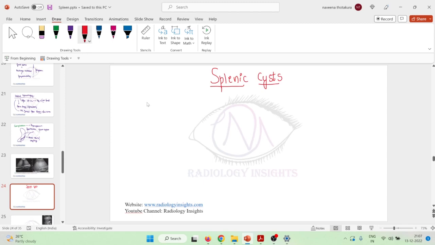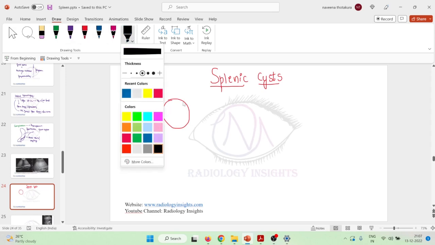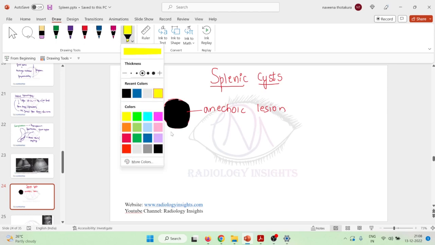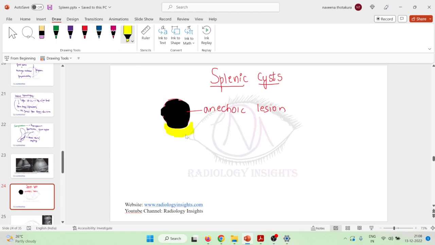Splenic cysts are like any other cysts, they are anechoic structures. They appear almost black in color without any shadowing. These anechoic lesions show posterior acoustic enhancement.